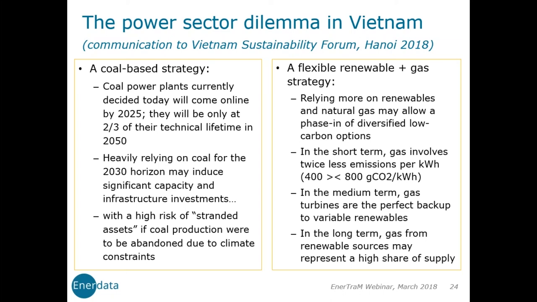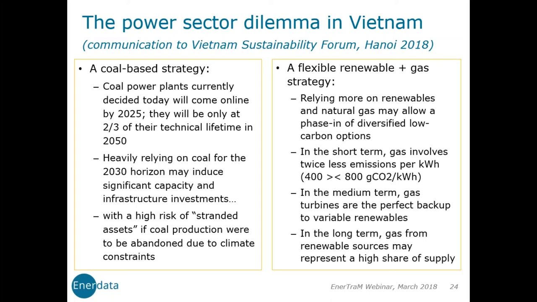So this means heavily relying on coal for the future, and it may induce significant capacity and infrastructure investments, with a high risk of having stranded assets if coal production were to be abandoned due to climate constraints accepted by Vietnam. As opposed to this strategy, one can identify a more flexible, renewable plus gas strategy that would rely much more on renewables and natural gas in order to fit the growth in energy demand. And that would allow a phasing of diversified low carbon options.